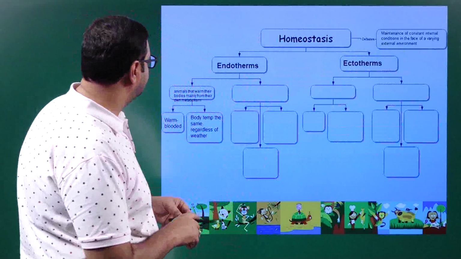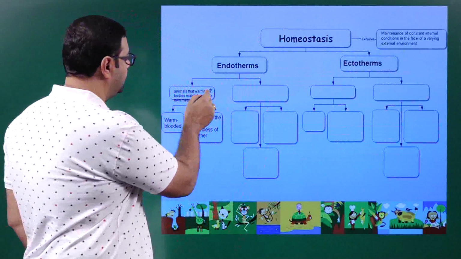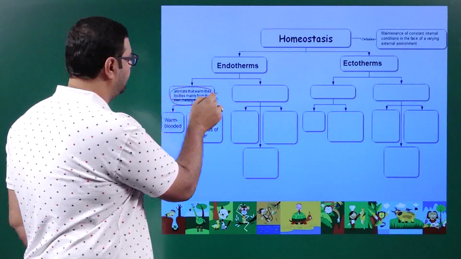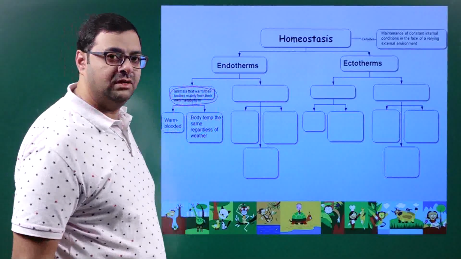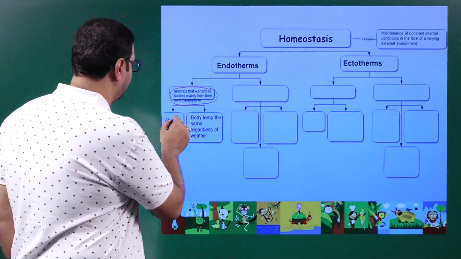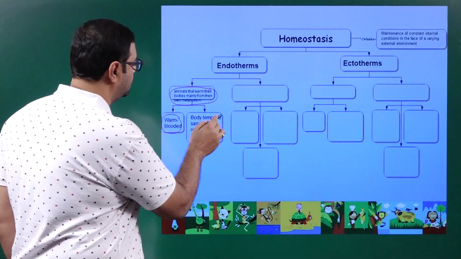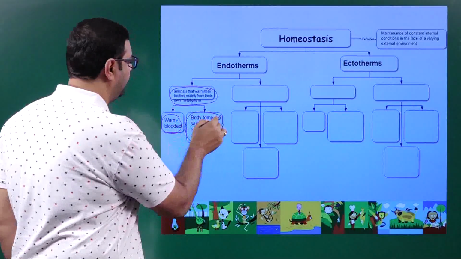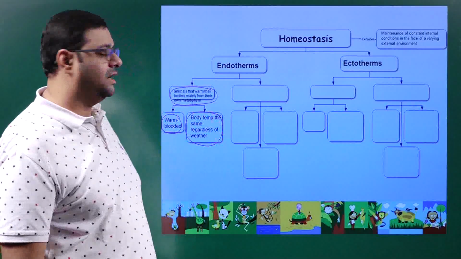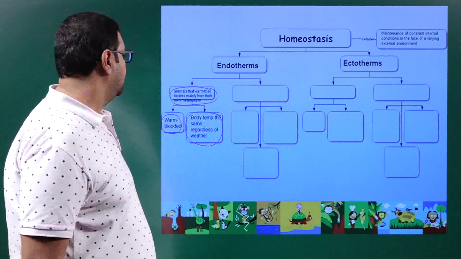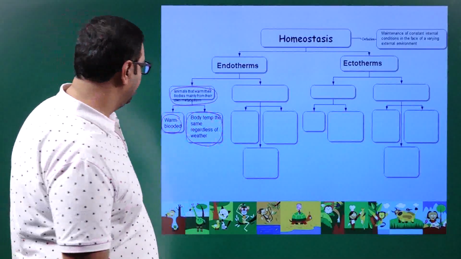All right, so we will fill this up. Endotherms: animals that warm their body mainly from their own metabolism. Then you have warm blooded creatures in endotherms, and they maintain the same body temperature regardless of weather. Okay, then moving on.